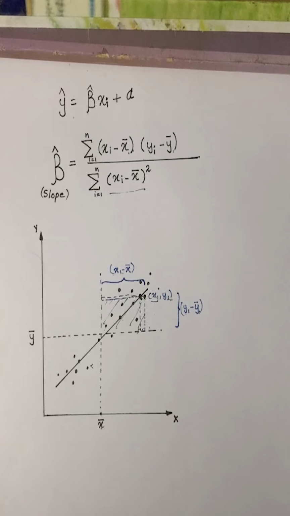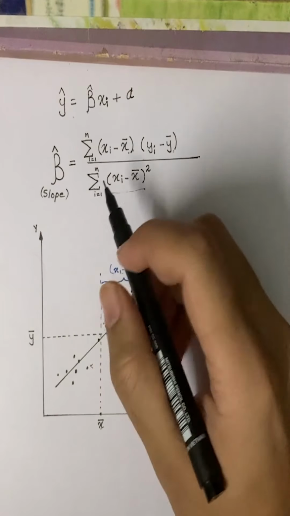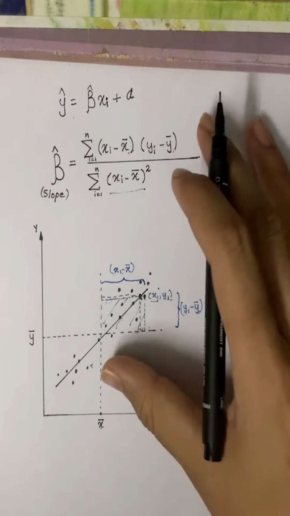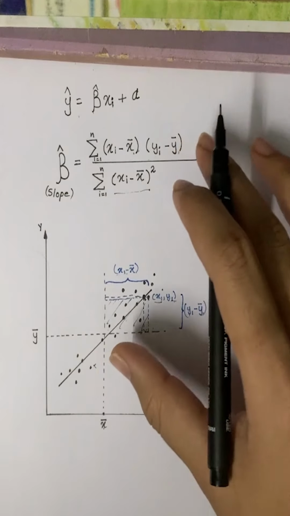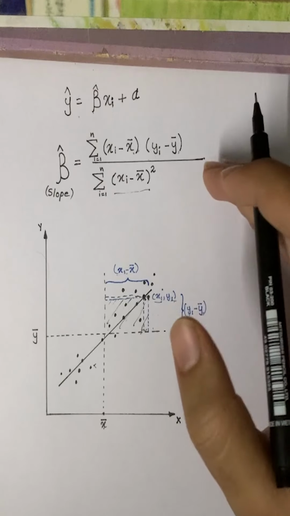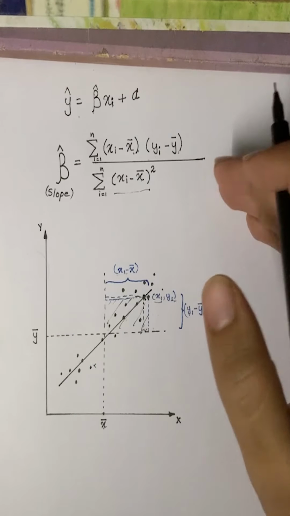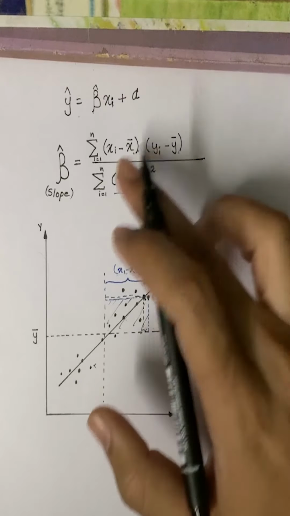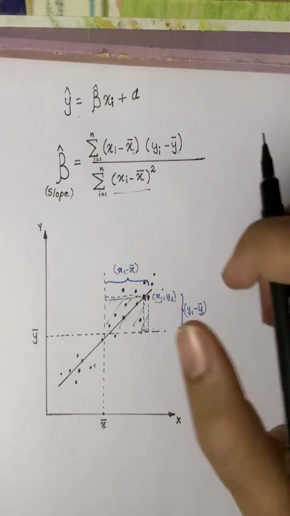Hello everyone, in this video I'm going to explain how to visualize the formula for slope in linear regression. We have all seen this formula for slope. It looks pretty intimidating at first, but there is a way in which we can visualize it, as well as understand where it comes from and what it actually means. We all know what slope is, but how does the slope that we know relate to this formula here?